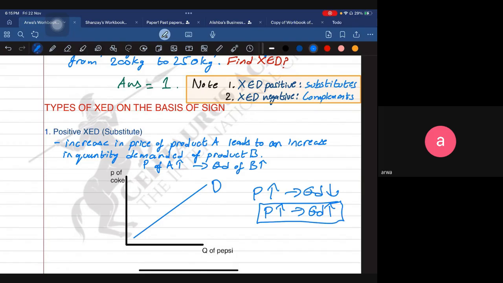If we were talking about Pepsi, it would have been like this. But we are not talking about the price of Pepsi. We are talking about an external factor, a rival product whose price is increasing. Yes, sir. So that's why the impact is fine.